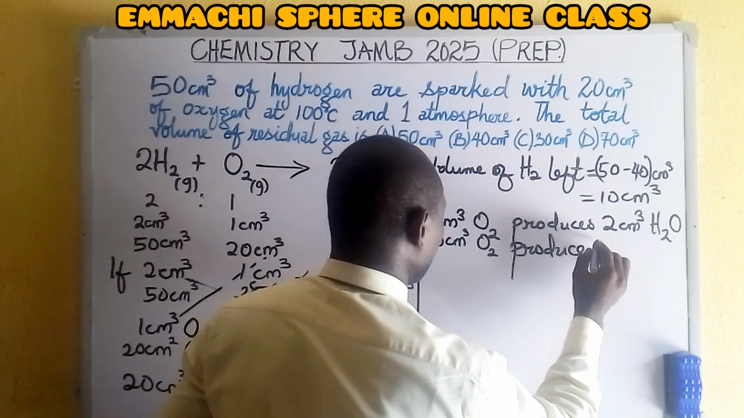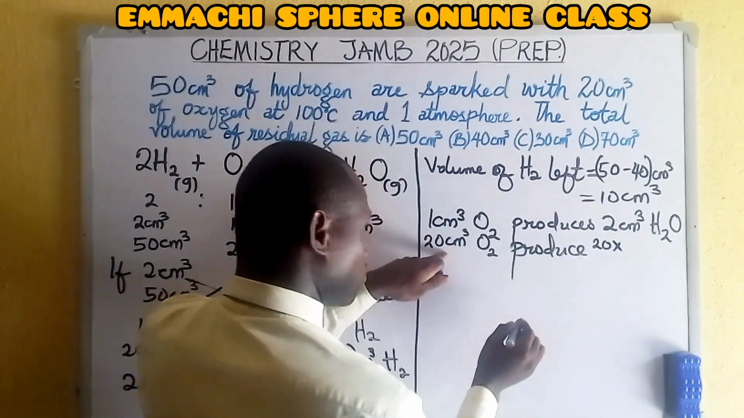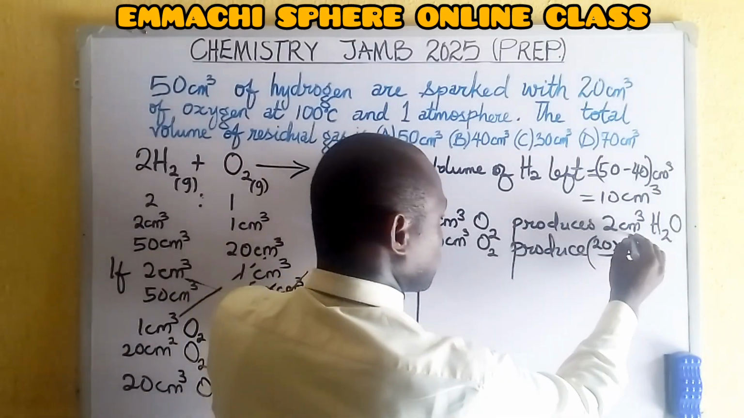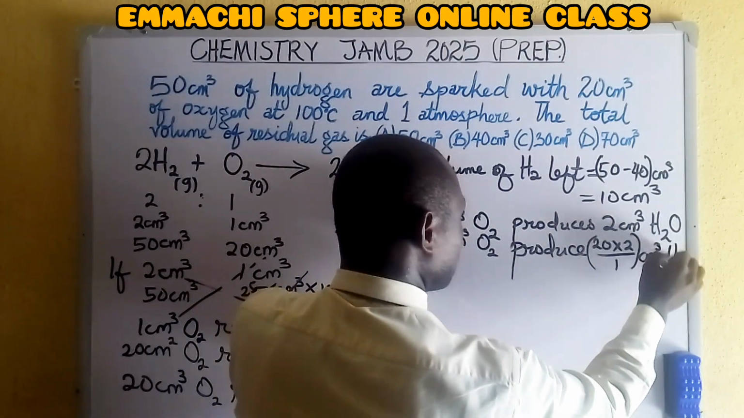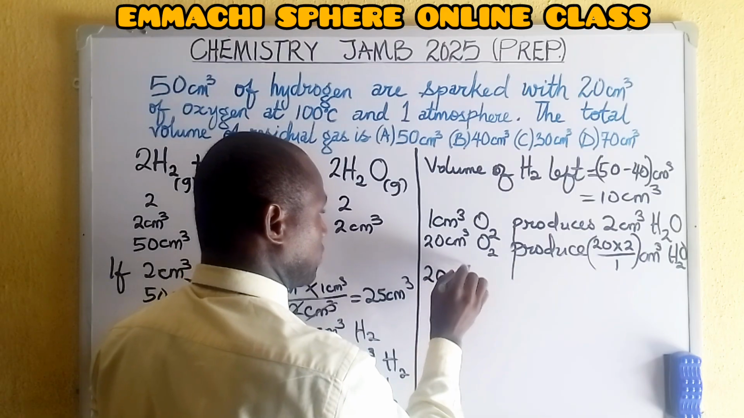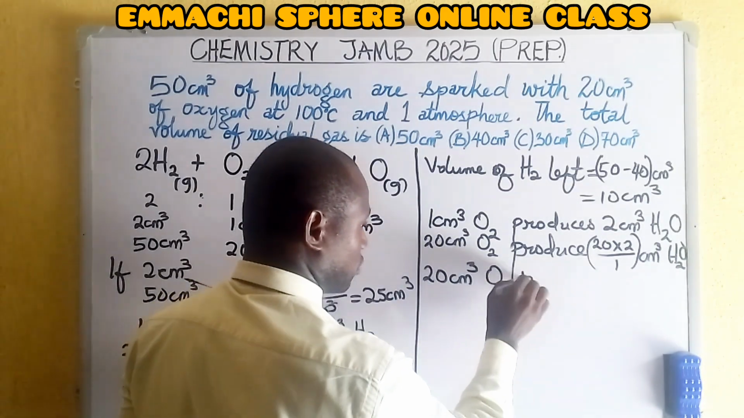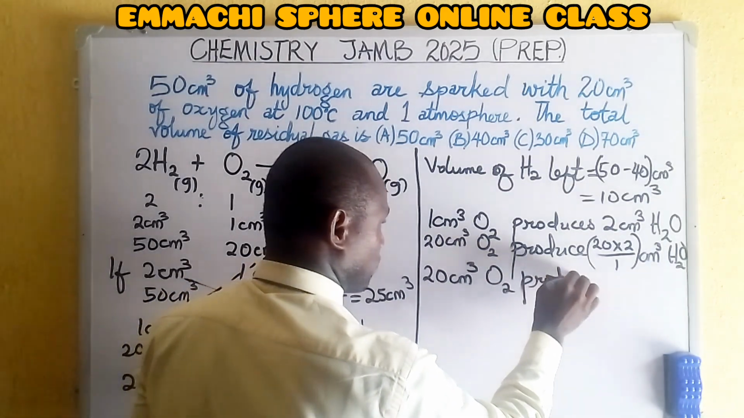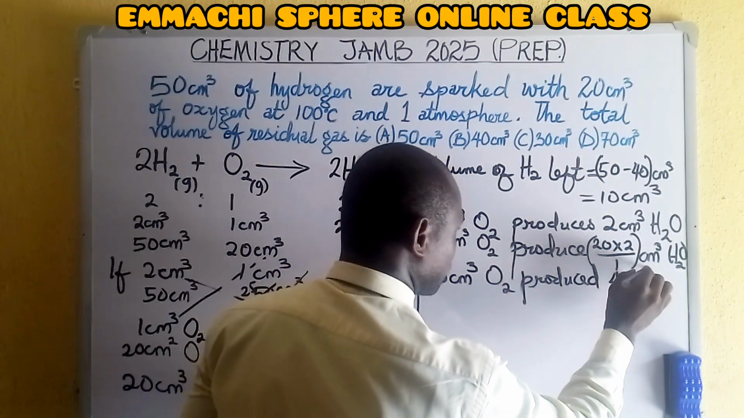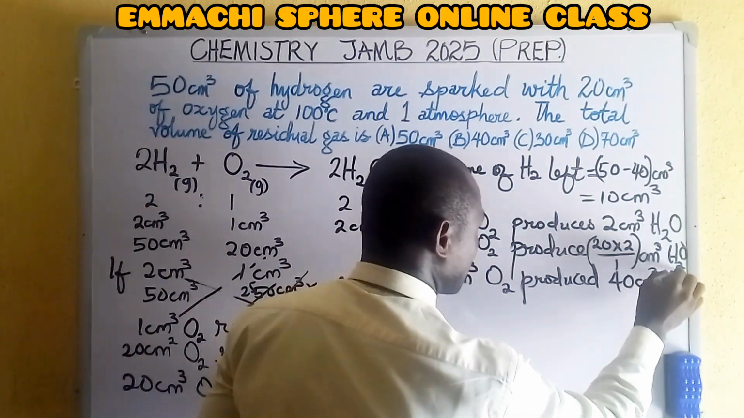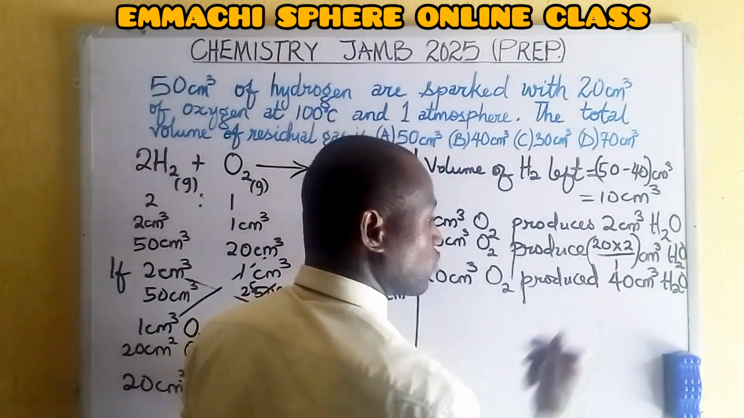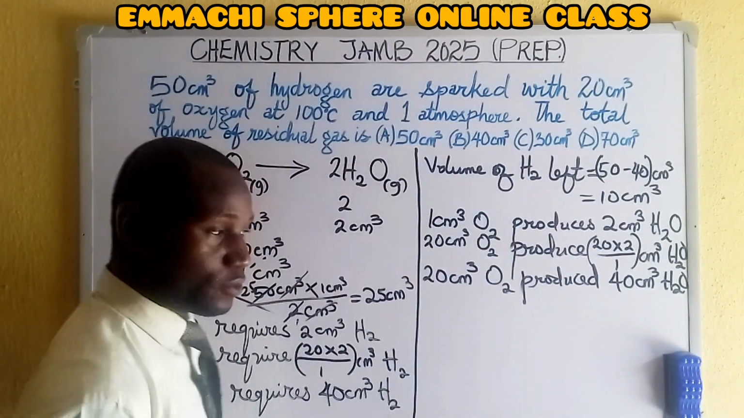We'll have 20 times 2 divided by 1, all in cm³ of water. Therefore, 20 cm³ of oxygen produces 40 cm³ of water. How did we get this 40? 20 times 2 divided by 1. 20 times 2 is 40, and then divided by 1 is still the same, 40.